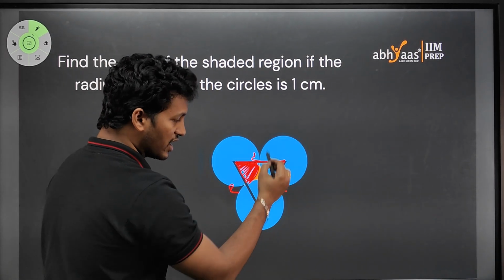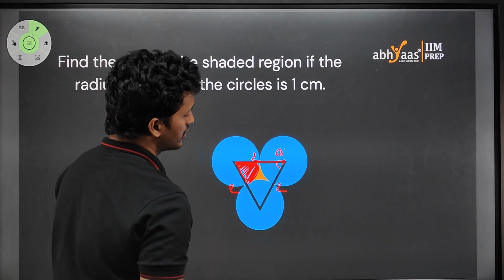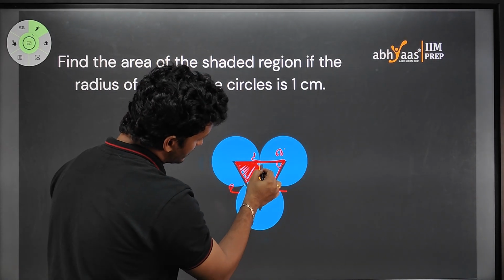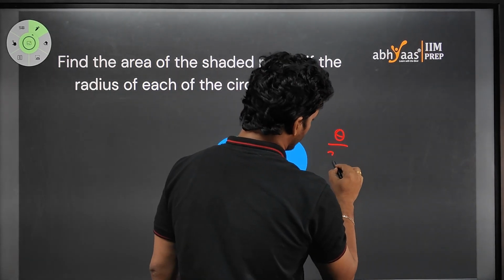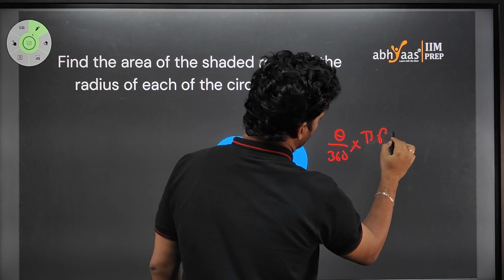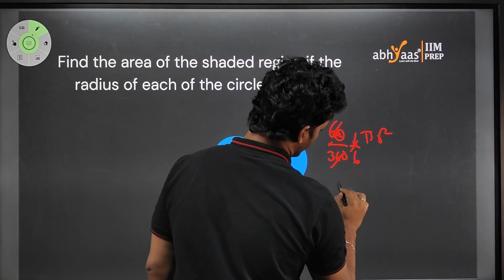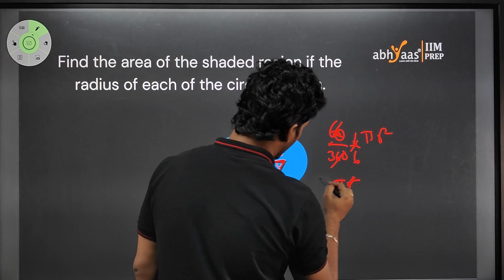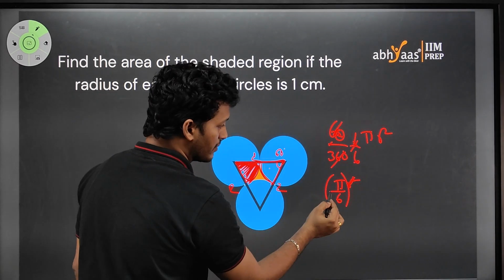And what is the angle between any two sides in an equilateral triangle? It's 60 degrees. Then what is the area of this sector? It is theta by 360 into the area of the circle. So what is theta here? It's 60, so it's 1 by 6. So pi r square by 6, where radius is 1. So each sector area will be pi by 6.